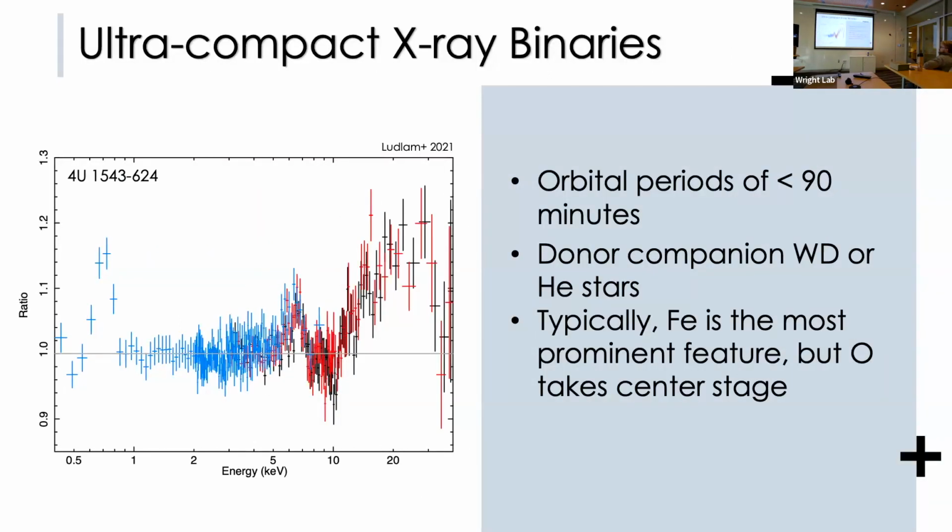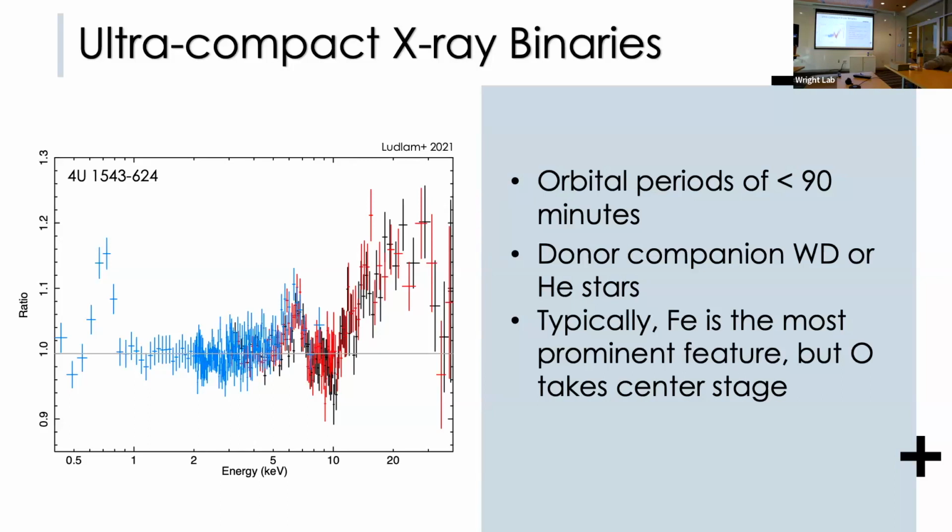Now I'm going to move on to the last major portion. This is talking about a subset of X-ray binary systems. I talked about low mass X-ray binaries. There's a subset known as ultra compact X-ray binaries. They have orbital periods of less than 90 minutes. And if you have a neutron star in that type of orbital period with a companion, you know that your donor star must also be degenerate, like a white dwarf, or perhaps a bare helium star.